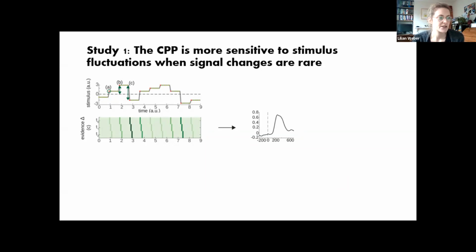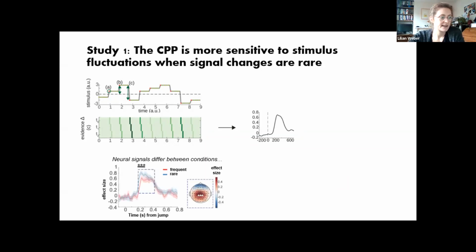But it gives us an EEG response that shows us kind of how the brain reacts to jumps in evidence or changes in evidence. And Maria found that this signal actually differed significantly between the conditions, such that the signal was more sensitive to jumps in evidence when signal changes were more rare.